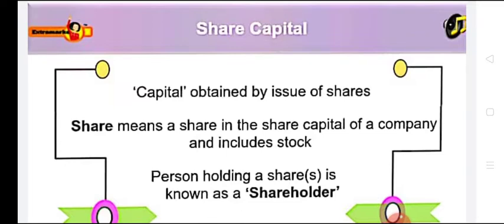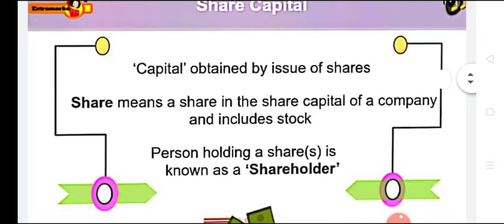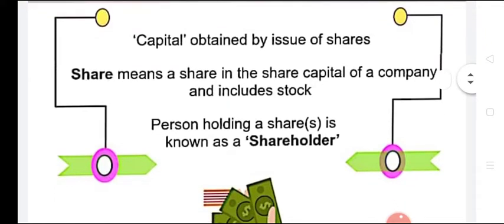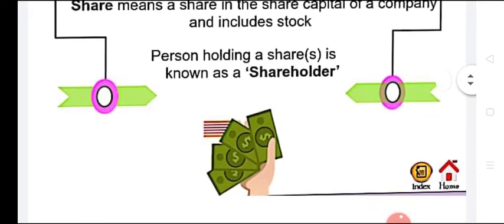Now let us see what we mean by share capital. Capital obtained by issue of shares is called the share capital. Share means the share in the share capital of a company, and it includes stock. A person who holds a share in a company is known as a shareholder, and this gives the ownership right to the shareholder.